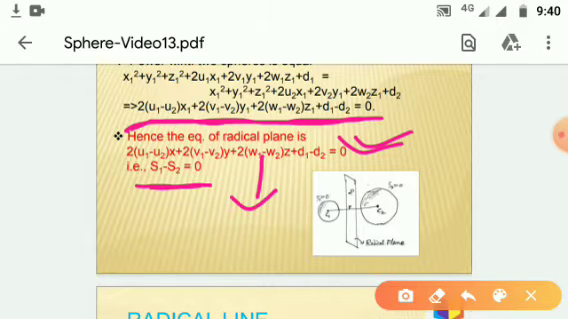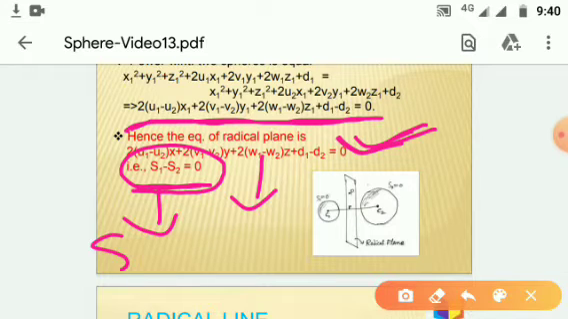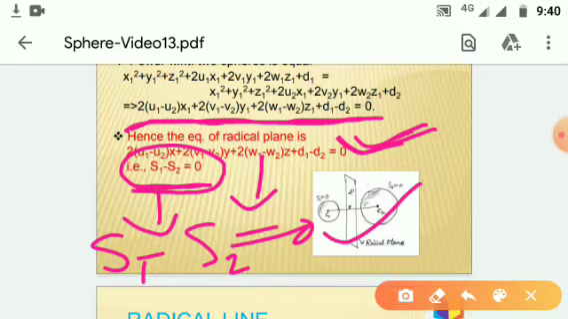Since ax plus by plus cz plus d equal to 0 gives a plane, this is the equation of a plane, and this plane is the radical plane. In the simplest form, the equation of the radical plane is obtained by taking S1 minus S2 equal to 0.